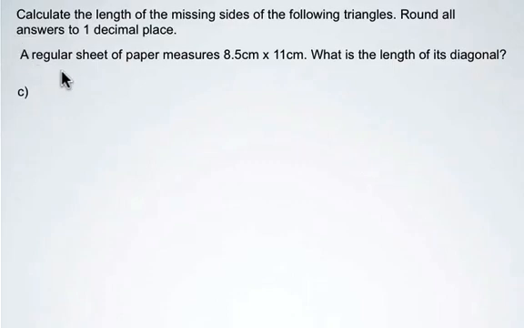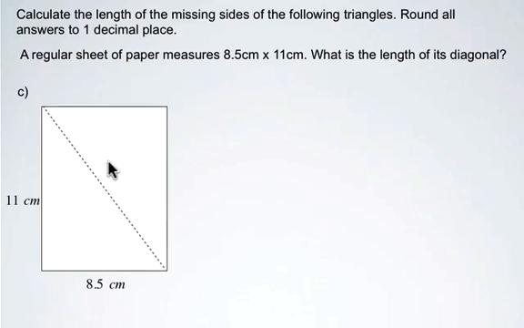Now we're given that a rectangular sheet of paper measures 8.5 centimeters by 11 centimeters. And we're asked to find the length of its diagonal. Now here's a diagram, and you should always draw a diagram whenever you're given a word problem like this.